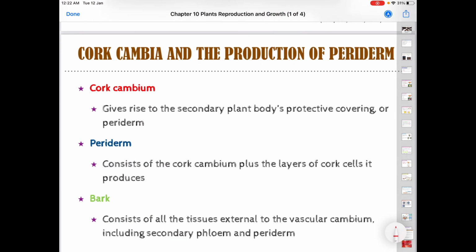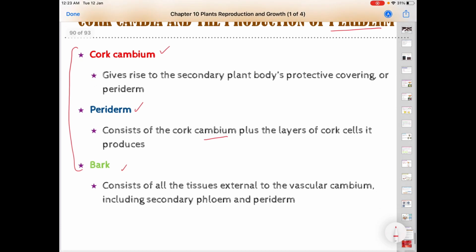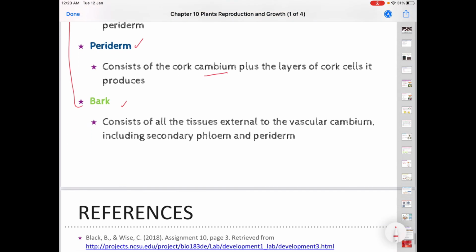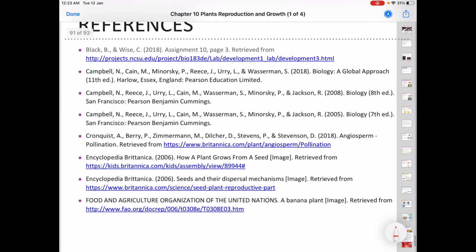Now the cork cambium and the production of periderm. Periderm is the epidermis of the woody plant. For woody plants, the epidermis is called periderm. So if you see the cork cambium, periderm and bark, you must know these belong to secondary growth. Cork cambium gives rise to the secondary plant body's protective covering, the periderm. The periderm consists of cork cambium plus the layer of cork cells it produces. Meanwhile, the bark consists of all the tissues external to the vascular cambium, including the secondary phloem and the periderm.